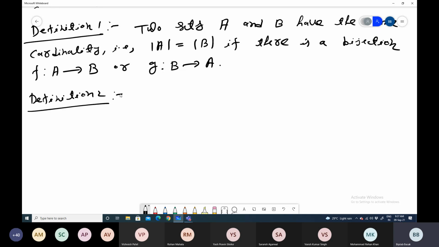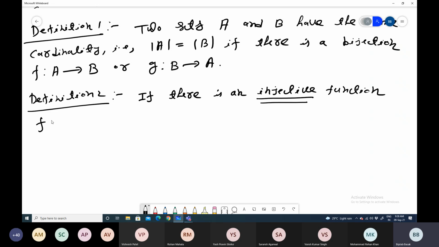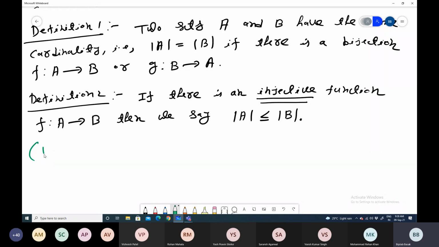Now there is another definition. If there is an injective function f from A to B, remember it is an injective function, then we say the cardinality of A is less than or equal to the cardinality of B. And equivalently, we will prove that later.